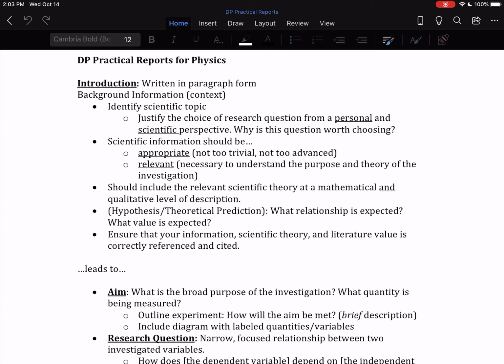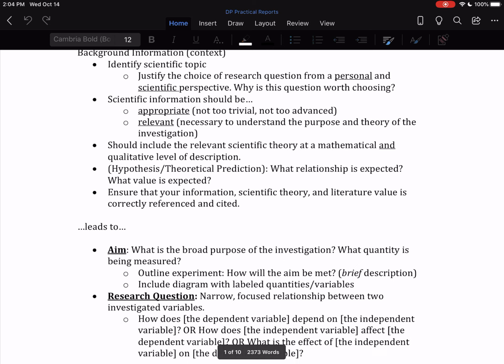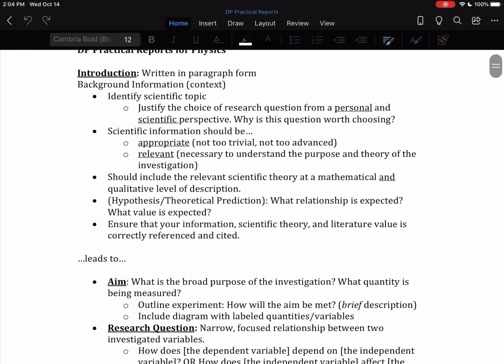And in broad strokes, the introduction allows you to set the topic and context of the investigation, discuss the background theory, so any sort of scientific theory or formulas or concepts that are needed to understand the investigation, and have that lead into the purpose of the investigation. That's how the intro works in broad strokes.